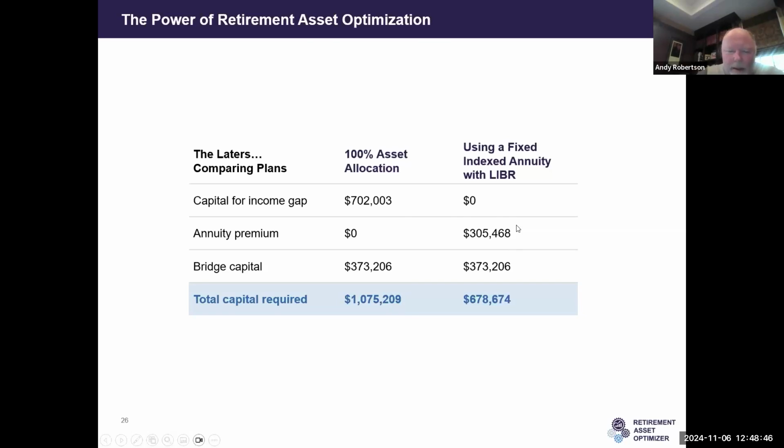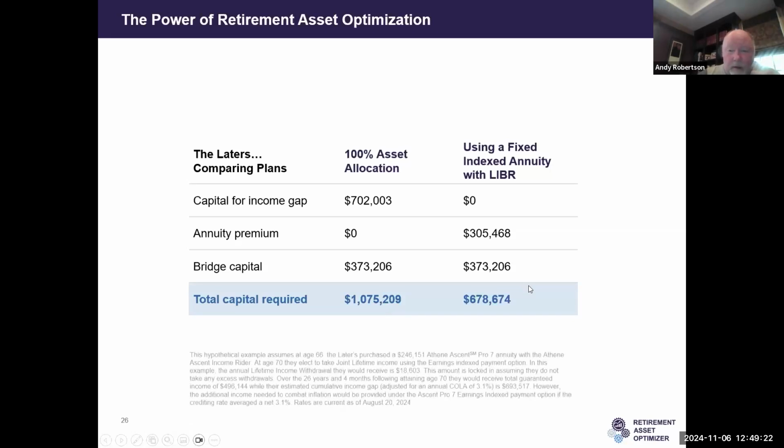So think about it. Under the asset allocation approach, if I delay and take benefits at 70, I need $702,000 to deliver the balance of the income at a 95% probability of success, right, beginning at 70. And I need $373,000 to carry me during the bridge period from FRA to 70. Well, what if instead of using an asset allocation approach, we use the annuity? We still have the bridge capital because we're still retiring at FRA, just not taking benefits till 70. What's the capital requirement now? $678,674.